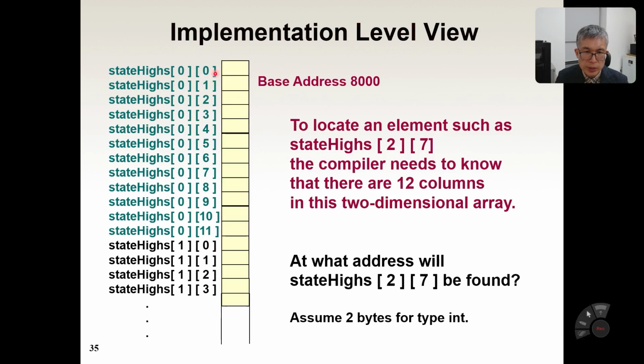So 12 groups are allocated. To locate an element such as state 2, month 7, the compiler needs to know that there are 12 columns in this two-dimensional array, and then calculate the location. At what address will state high 2, 7 be found? Okay, assume 2 bytes for type integer. But the actual usual integer type is 4 bytes.